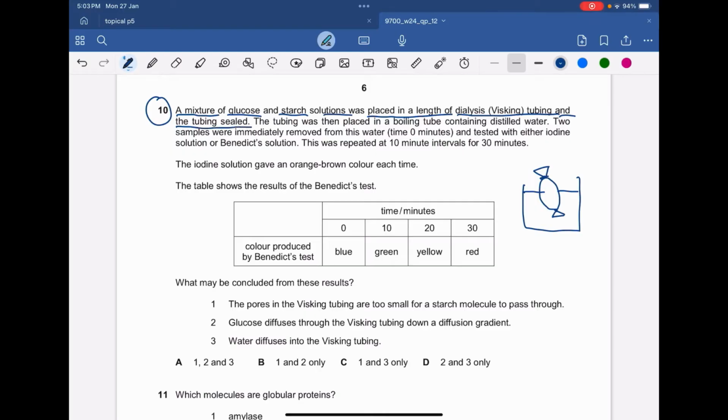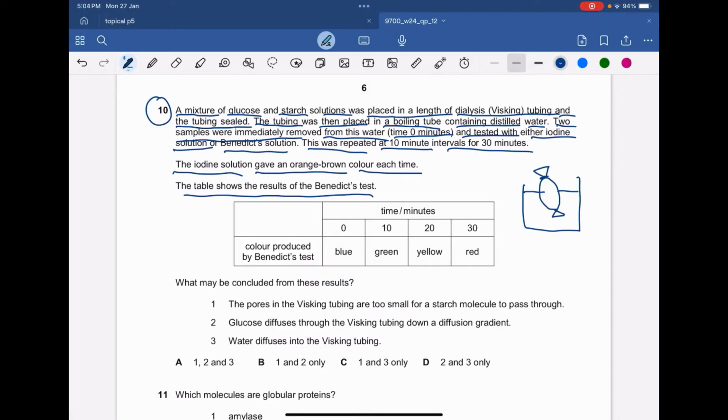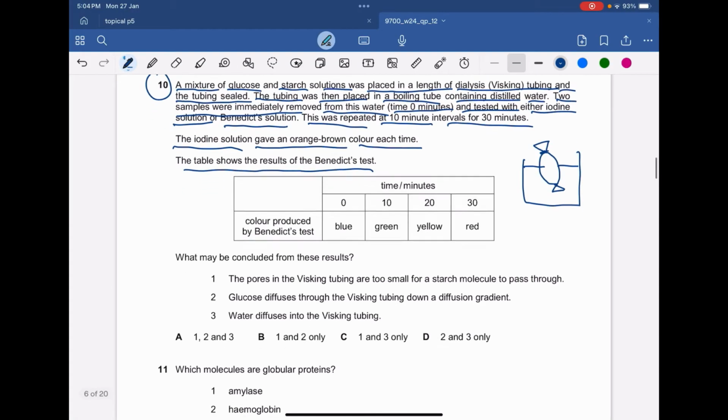The tubing was sealed. The tubing was then placed in a boiling tube containing distilled water. 2 samples were immediately removed from this water at time 0 minutes, and tested with either iodine solution or Benedict solution. This was repeated at 10 minute intervals for 30 minutes. The iodine solution gave an orange brown color each time. The table shows the results of the Benedict test.